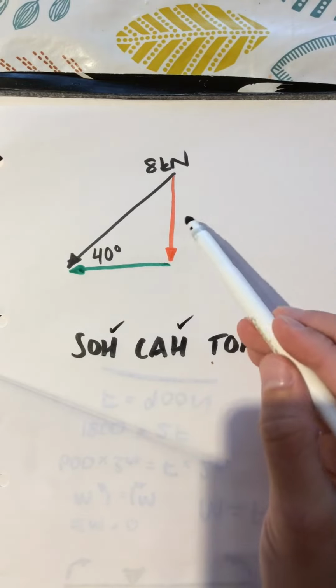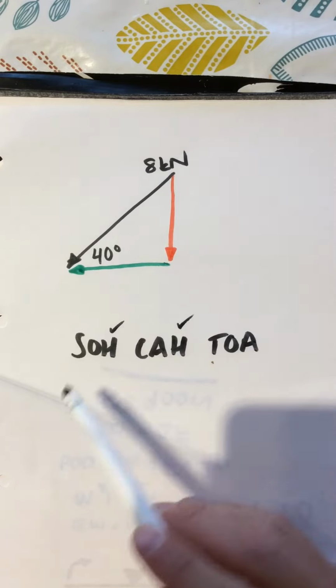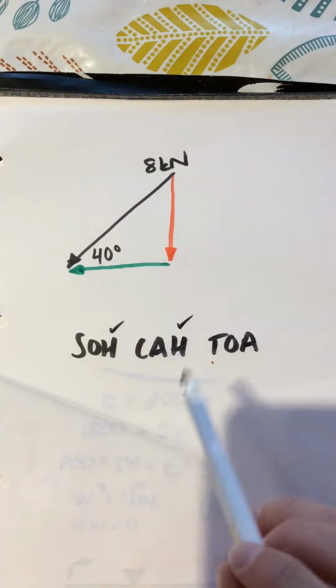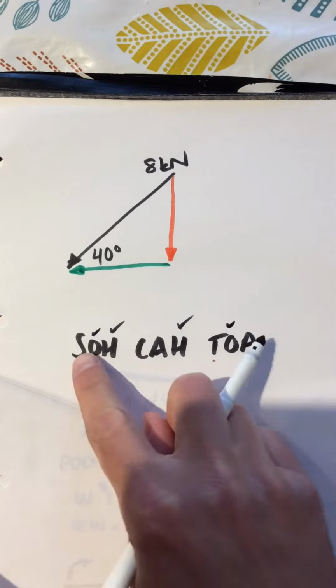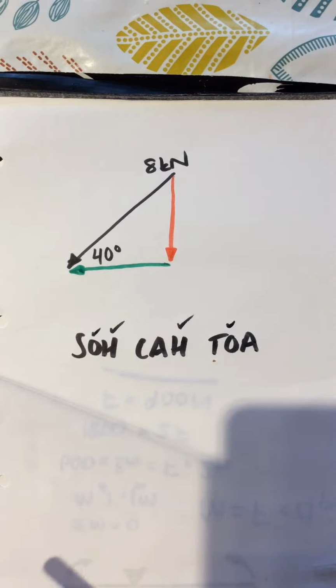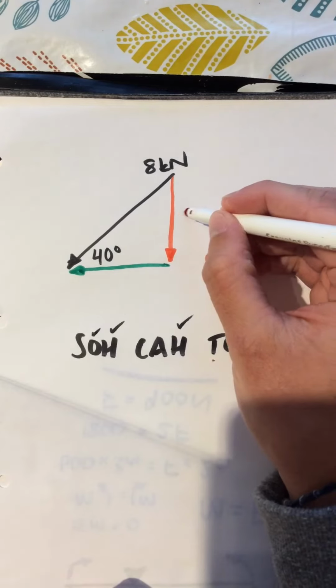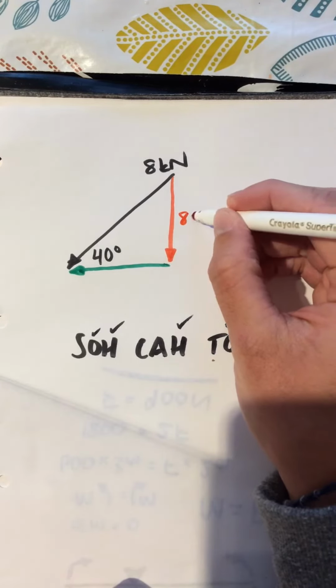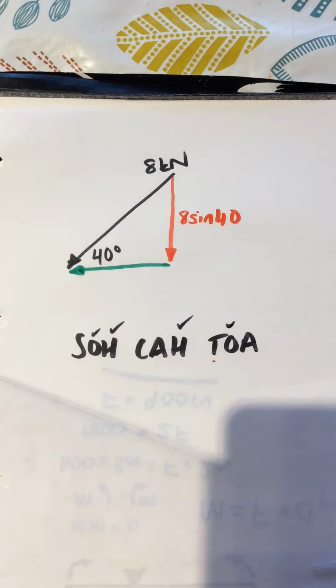Okay, now our vertical line, our vertical arrow, is opposite the angle. So if we want to know the opposite, we can tick opposite. And because we have both of these, we know that we're going to use the sine function. Okay, so this vertical component is going to be 8, the size of the force, times the sine of 40.